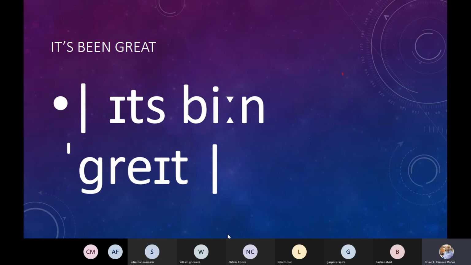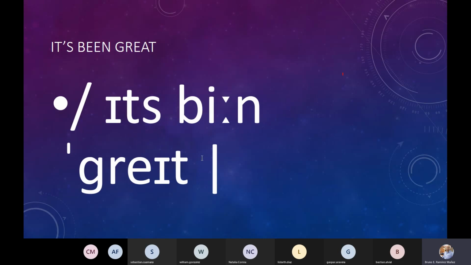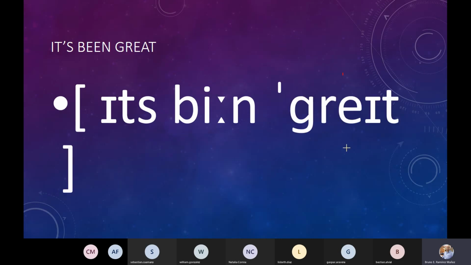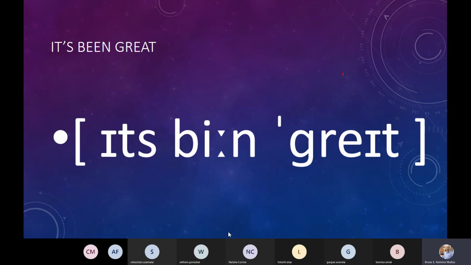And also, we're not using slashes. We were using slashes before, and now we agreed that we are using brackets for the phonetic transcription, right? Is that it? Yes. Okay. So what can we say here? What's going on? Let's see if there's any comment. No comments in the chat box.